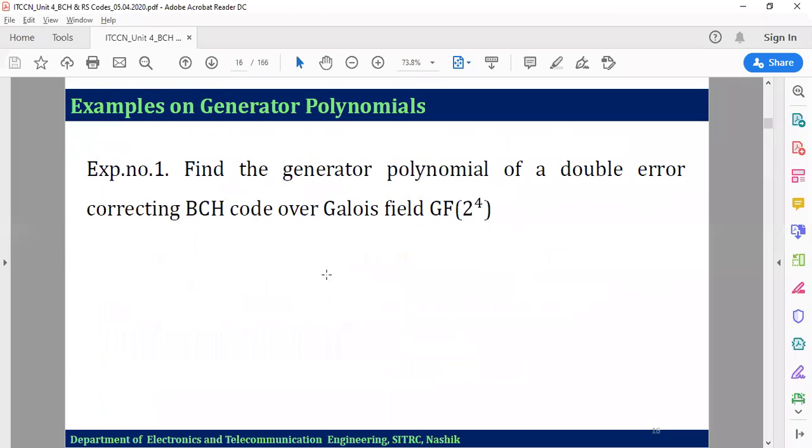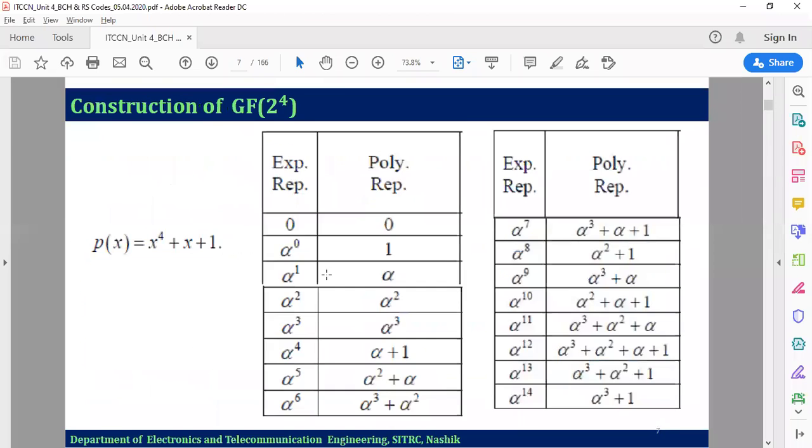I have the alpha table here. If you don't have the table of GF 2 raised to 4, you can use this table. This is using x raised to 4 plus x plus 1. So is it correct? That S1 is alpha 13. Are you getting it? Anshu, Srishti, Kalyani and Shivani have got the answer. Remaining participants, please try this at your end.